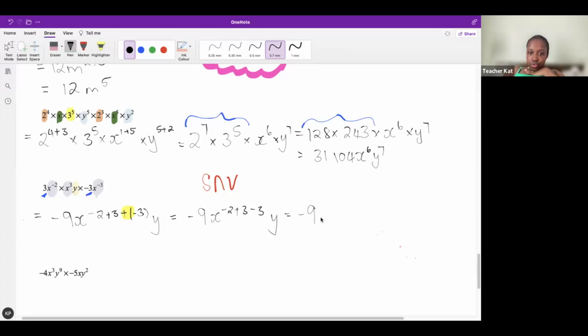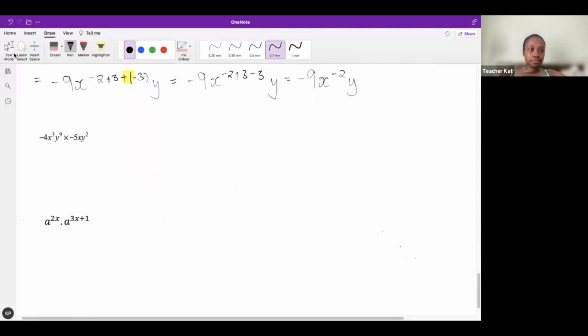Negative 2 plus 3 minus 3. There we go. x to the power of negative 2 times just y. And that's my final answer because we do not have values for those. Okay.